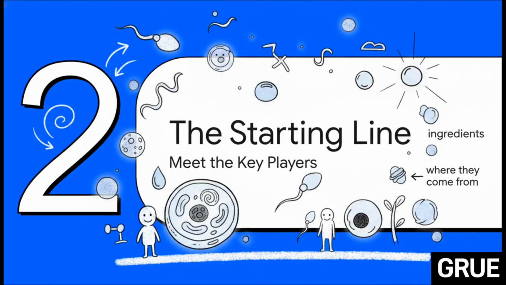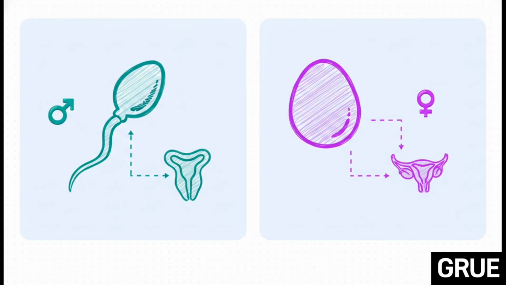All right, with that ground rule set, let's head over to the starting line and meet our key players. We're going to focus on the 2 absolutely essential ingredients needed to create a new life, and of course, where they come from. It really all boils down to 2 highly specialized cells. In males, you've got the testis, and its main job is to produce sperm. And in females, you have the ovary, which produces the ovum, or what we all know as the egg. These 2 cells, which are called gametes, are literally the stars of our show today.